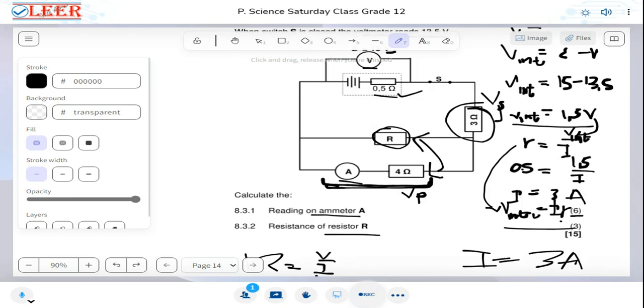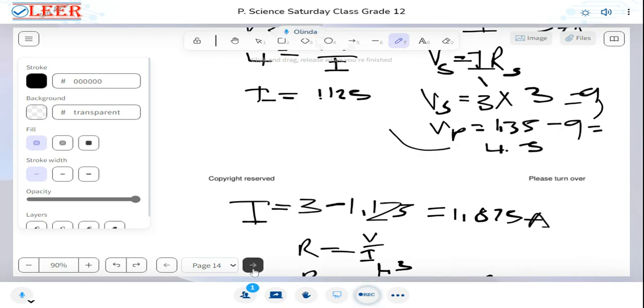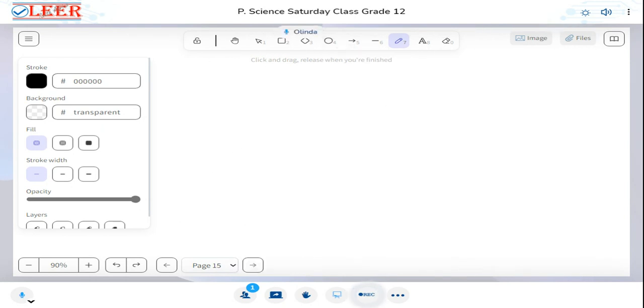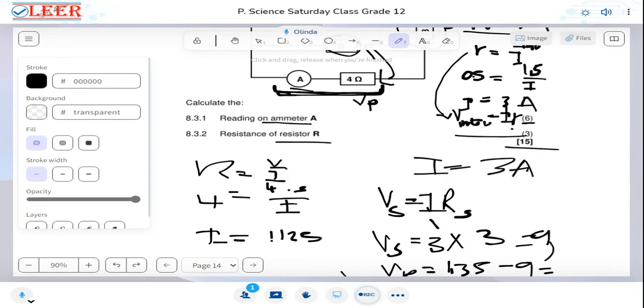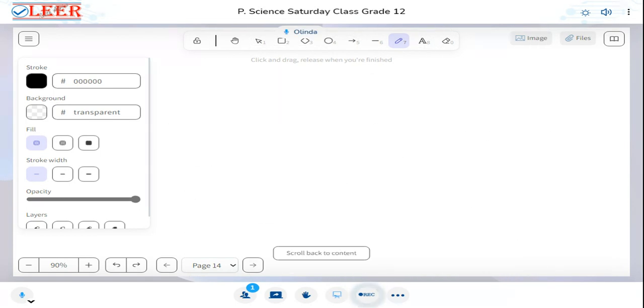Okay, and then let me see if there's another question. No, I think that was the last question. It says the total. Okay, cool. So that is electric circuits. I think we have time now.